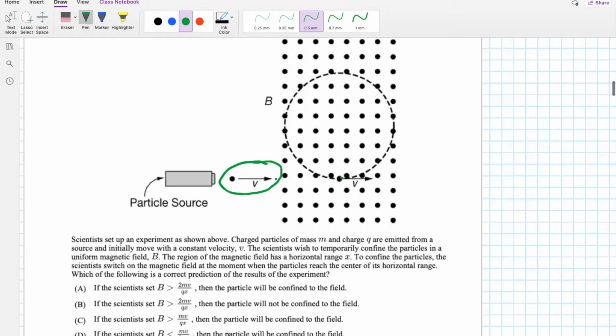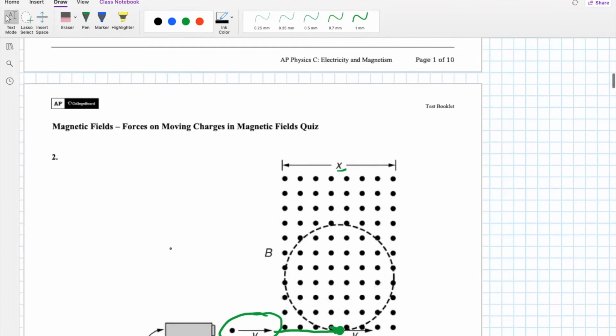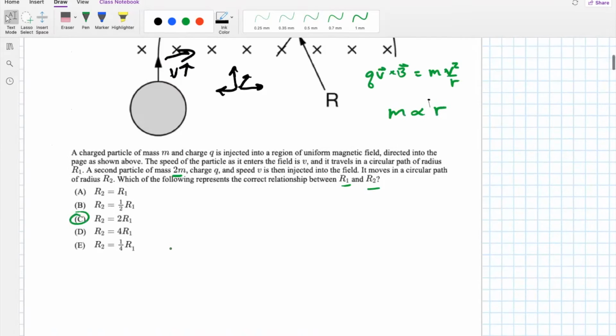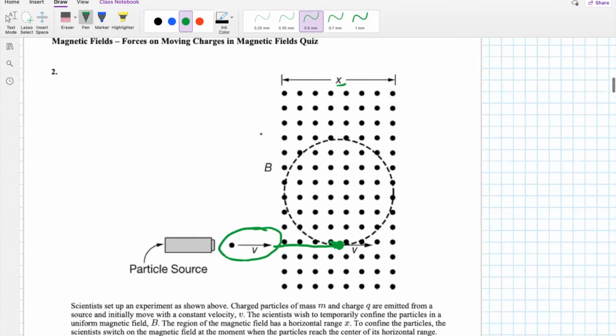So it was traveling along at a constant velocity, and then they turn on the field at this point, smack dab in the middle. And they want us to determine which of the following is a correct prediction of the results in the experiment. Looking at how the answer choices are provided, they're all making arguments about B. So let's go ahead and take that equation from before, QVB being the centripetal force. Let's go ahead and rearrange it.